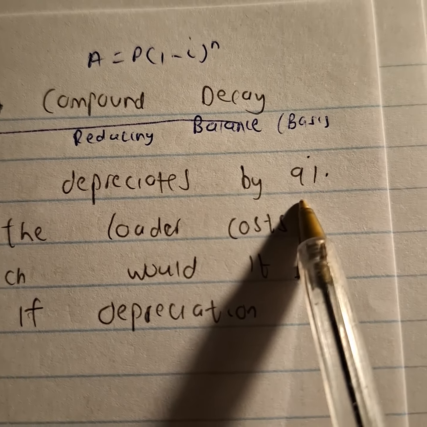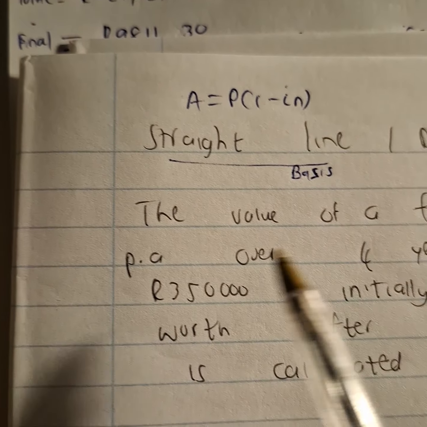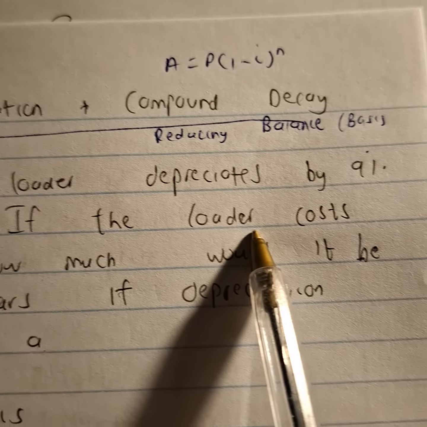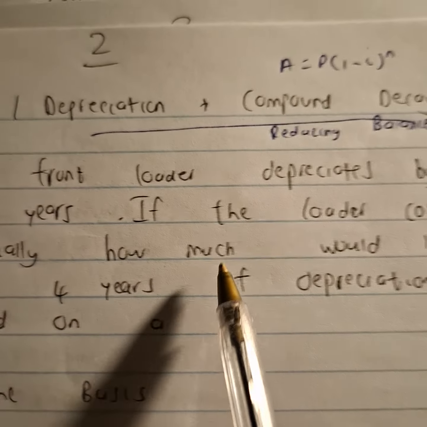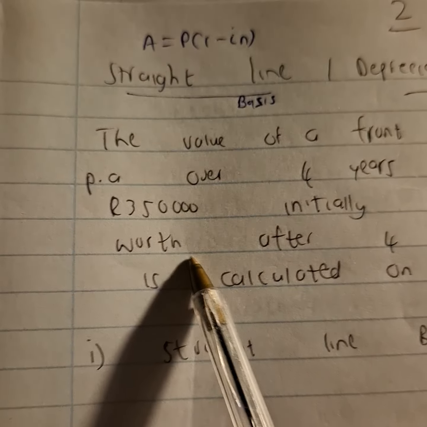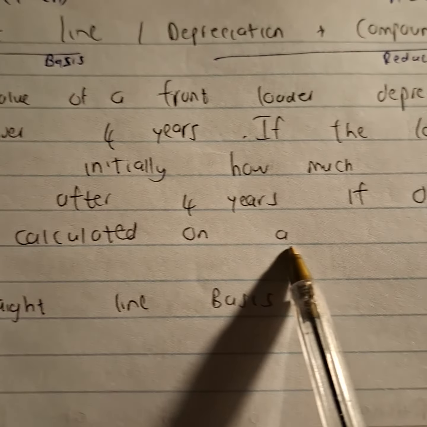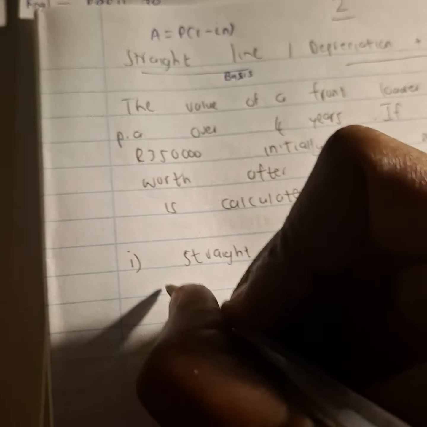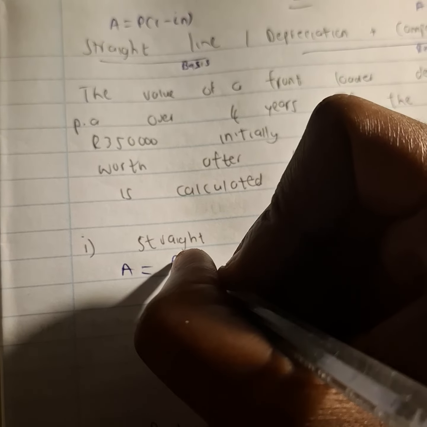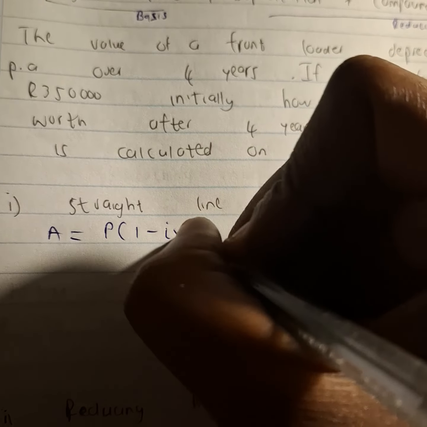It says the value of a front loader depreciates by 9% per annum over 4 years. So this is an item that's going down. If the loader costs 350,000 initially, how much would it be worth after 4 years if depreciation is calculated on a straight line basis? First and foremost, we need to know it's straight line basis. Since we are talking about depreciation, we're going to say 1 minus i times n.